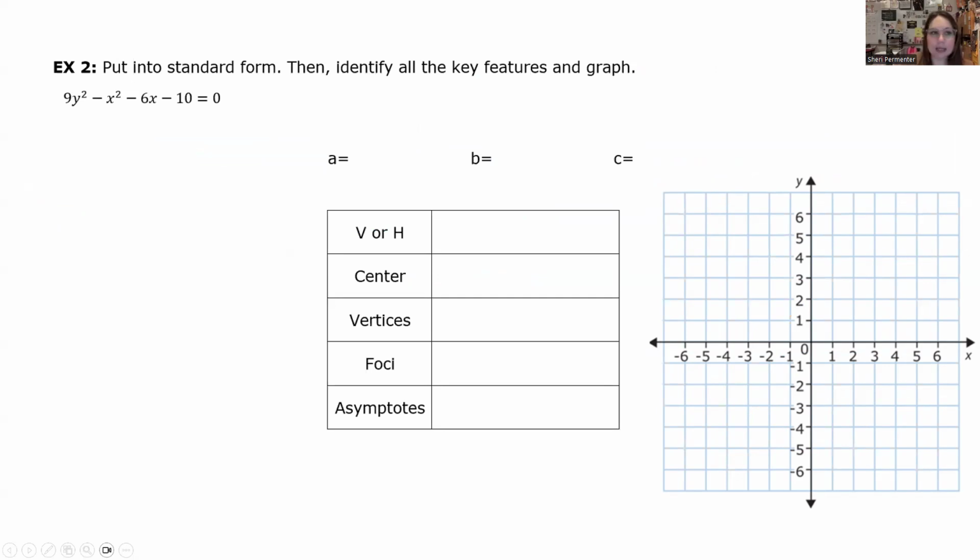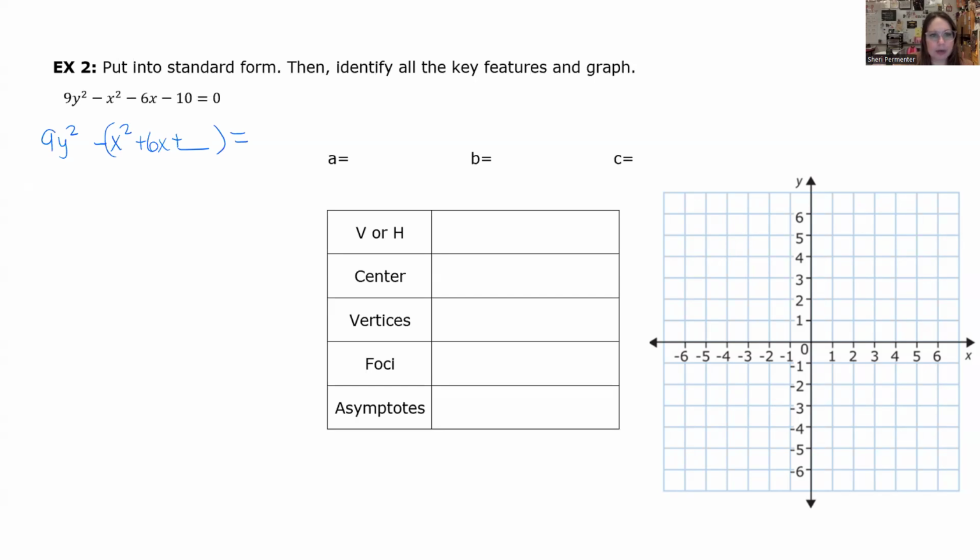So I'm going to get things ready to complete the square. I'm going to have 9y squared. And you only have to complete the square with the terms that have the x squared and then the x. And then I have minus x squared. And I'm going to complete the square here. Getting myself ready, I'm factoring out the negative. So this is going to be plus 6x. And I'm going to complete the square. It's always plus.